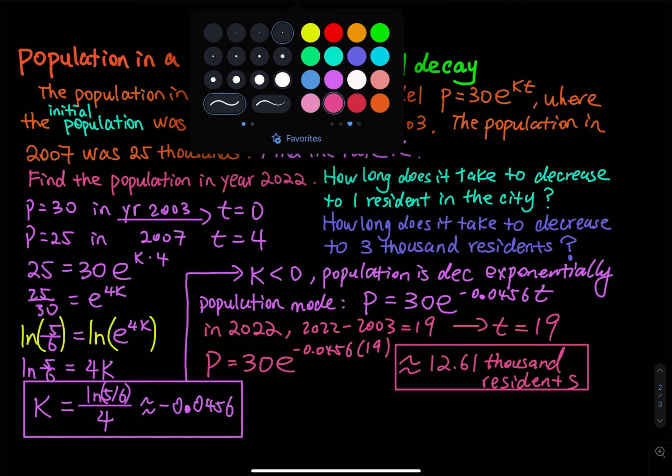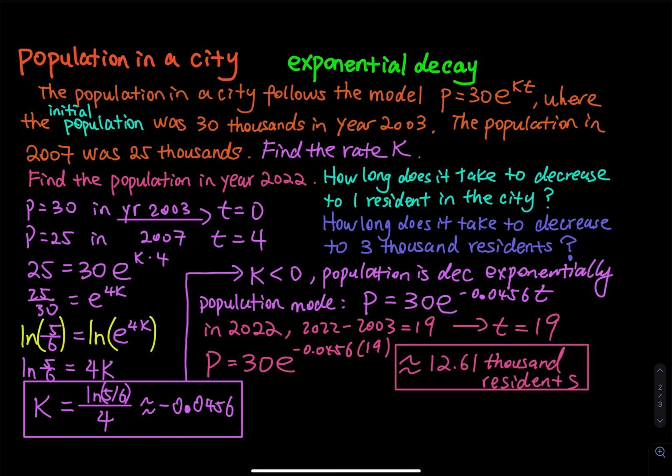Now, let's match the color first. So 1 resident. I use everything in thousand, right? I use 30,000. I use 25,000. I put everything in thousand. But how about 1? Should I just use 1? No, you cannot just use 1. If you use 1 in the model, that stands for 1,000. I am talking about 1 resident. So the 1 resident is 1 divided by 1,000, equal to 0.001 thousand resident.